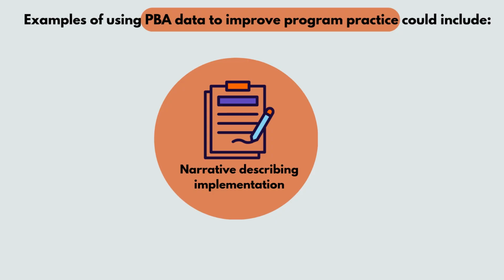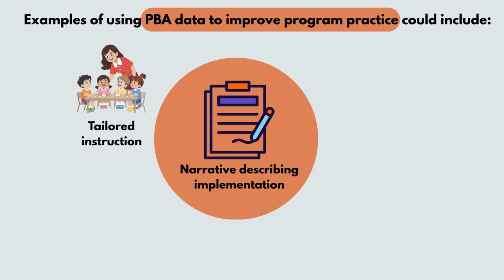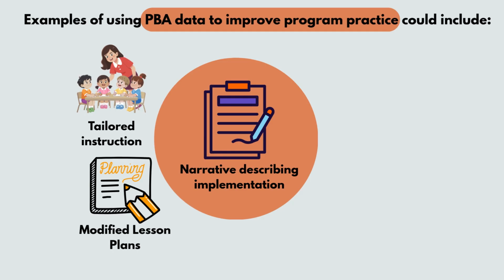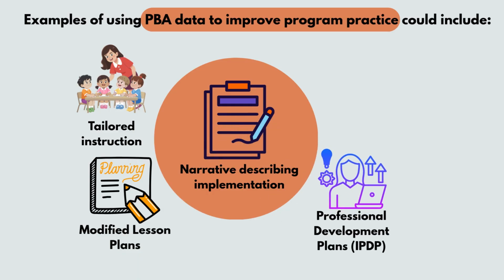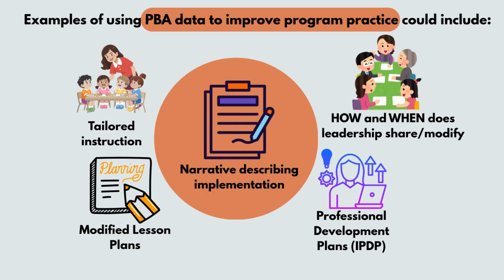Examples of evidence of using PBA data to improve program practice may include a narrative describing implementation, including how it's used to tailor instruction, lesson plans that reflect modifications made based on PBA data, reflected in staff professional development plans, narrative description of how and when leadership share PBA data and how classroom instruction is modified.